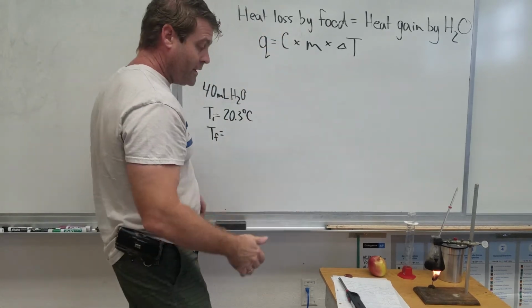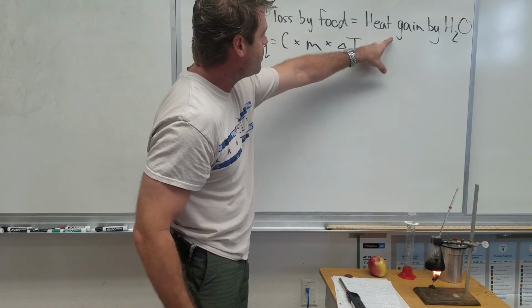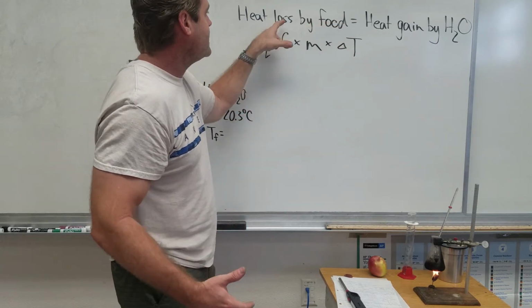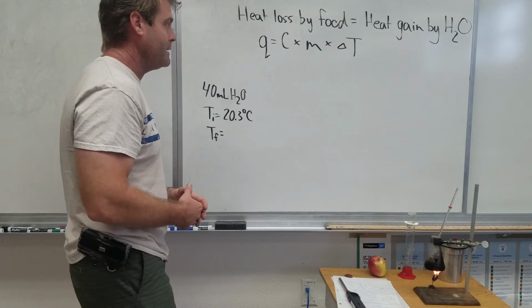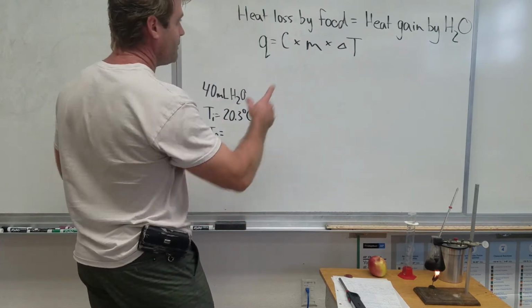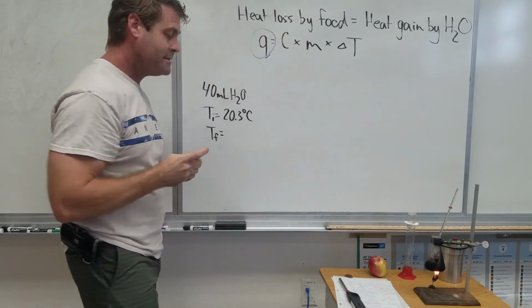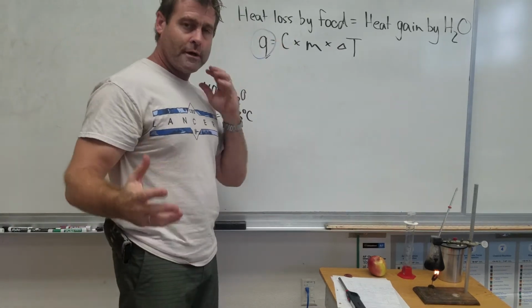So what I want to know is, how much heat did the water gain? Because if I get how much heat the water gained, I can make an assumption that that's equivalent to the heat lost by the food, which is equivalent to the calorie content of that food item. So what I'm going to solve for is Q. Remember Q is the heat. What I need is the specific heat. Well, what do I need the specific heat of?